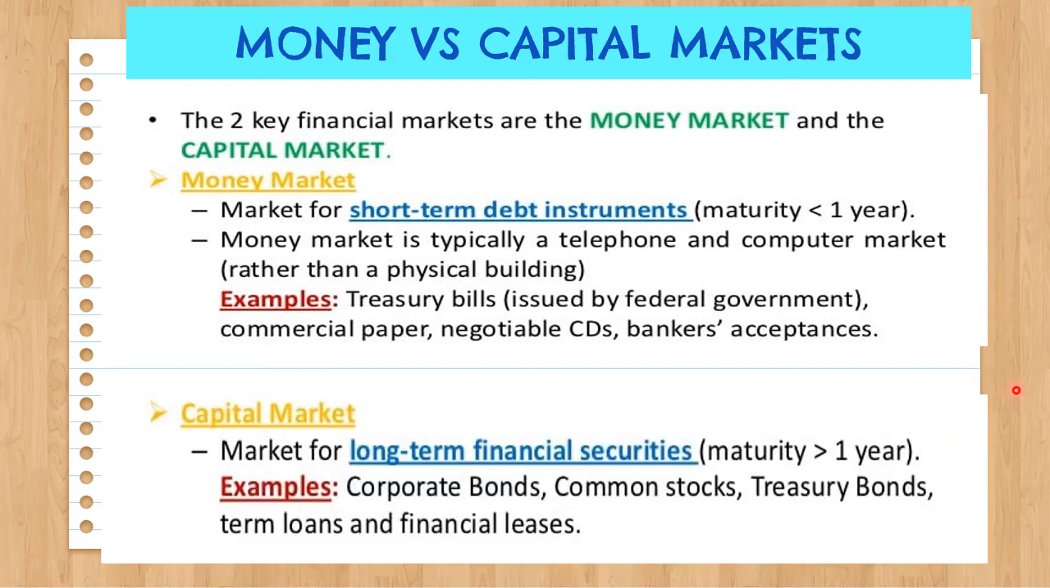While the capital market is for long-term financial securities, more than a year. Examples are bonds, common stocks, treasury bonds, loans, and financial leases.